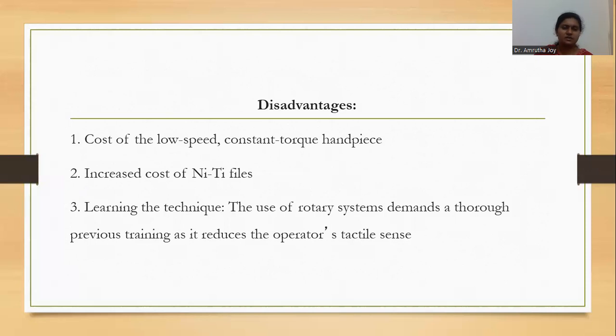Disadvantages of rotary instrumentation are its cost, the increased cost of files as well as the handpiece, and learning this technique needs more skill.